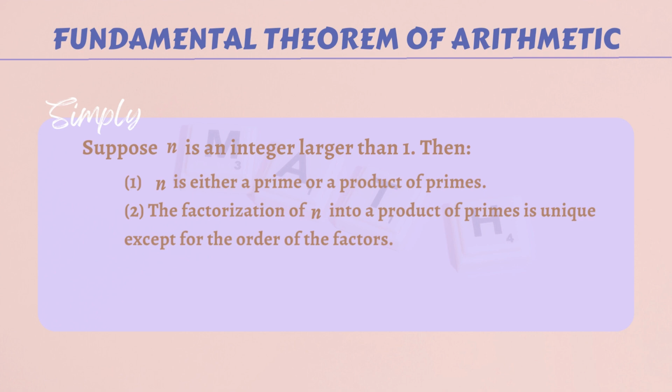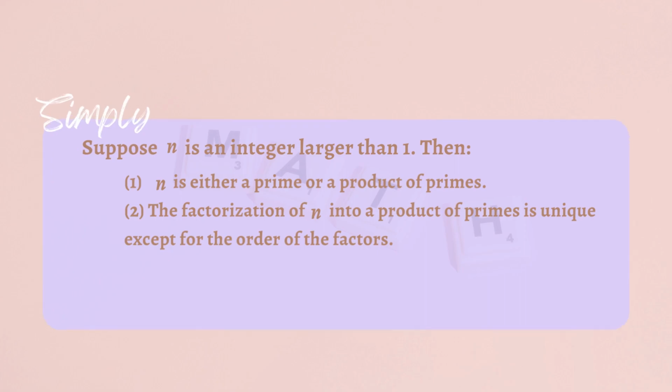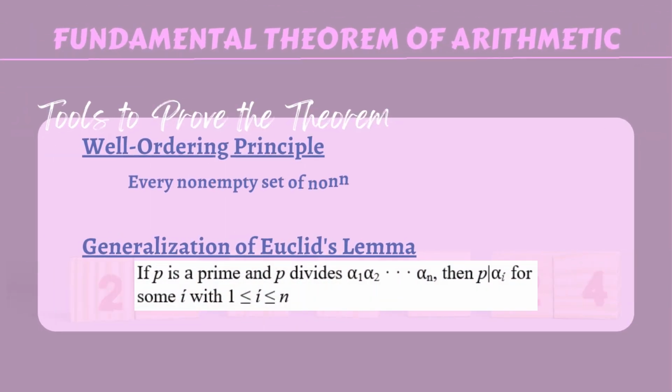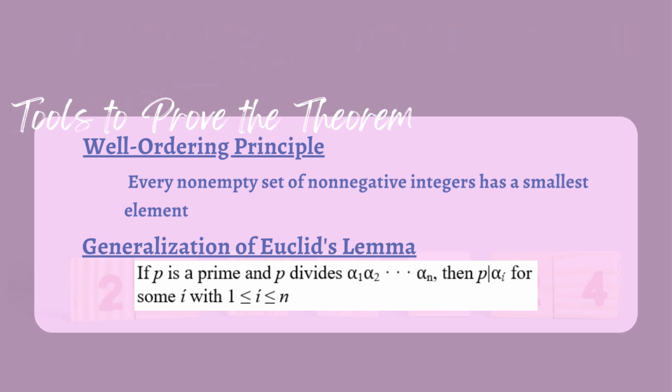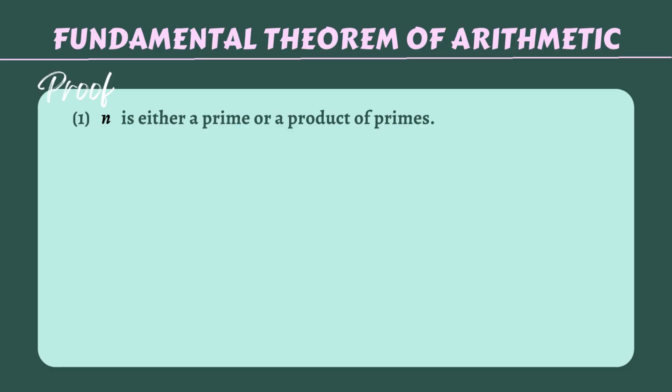Let's prove it to see if this is really valid and true for all cases. But before that, we first need tools to help us prove the theorem. First, the well-ordering principle: every non-empty set of non-negative integers has a smallest element. Second is the generalization of Euclid's lemma. If P is a prime and P divides a sub 1, a sub 2, all the way up to a sub n, then P divides a sub i for some i with i greater than or equal to 1 but less than or equal to n.